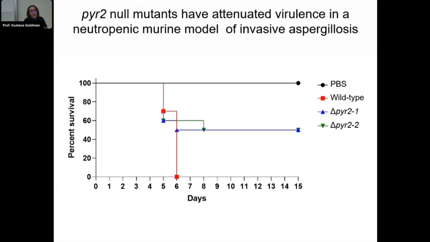You see here, that's quite interesting. We were not prepared for that. We decided to check if the PIR2 mutants were important for virulence in the mammalian host. We took advantage of a chemotherapeutic model, a neutropenic model of invasive aspergillosis. And actually, when you go to the statistics, it's always important to have statistics, they tell us that these two mutants are equal to the wild type. But you don't believe that. I don't believe that. They are different. They are attenuated, but the statistics is telling us they are the same, but they are not the same.